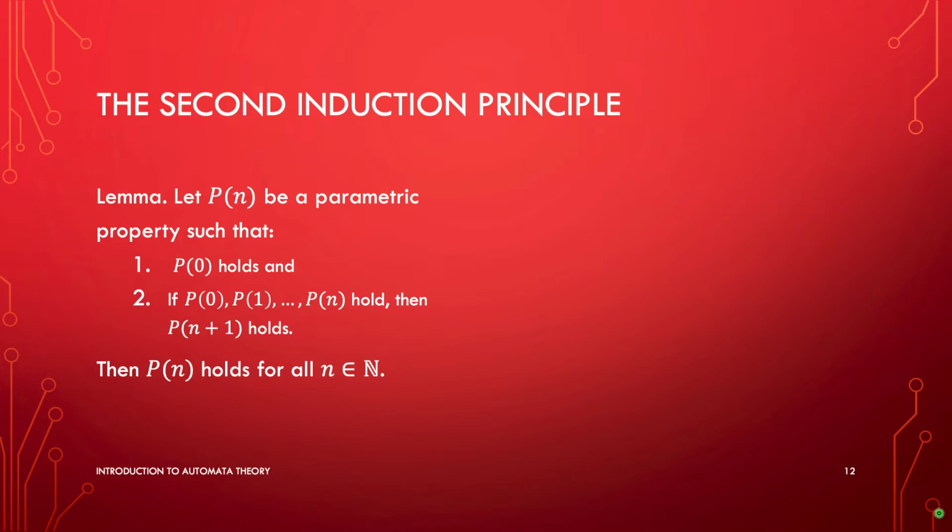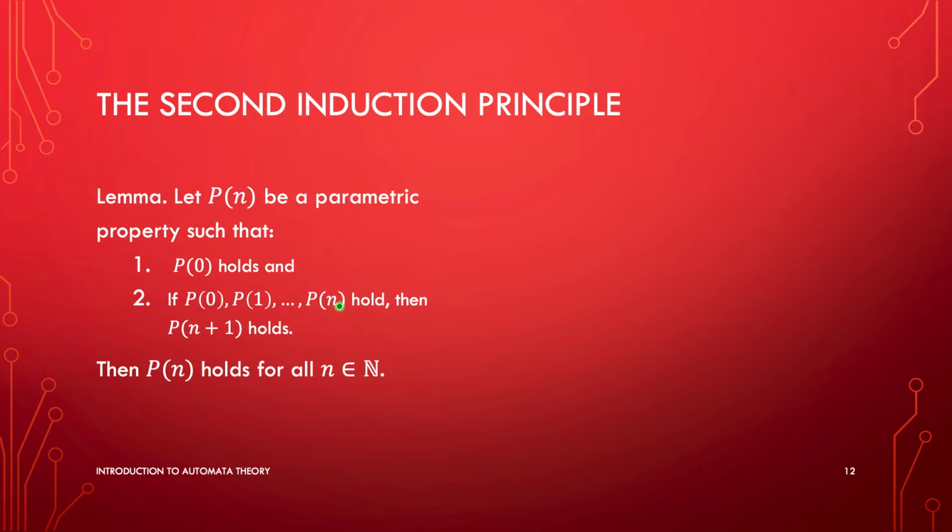You deal with a parametric property P of n, and the induction basis is the same as before. You have to show that you start from solid ground. You have to show that P of 0 holds. So your property satisfies P of 0. And the second condition that your property satisfies is of this form.